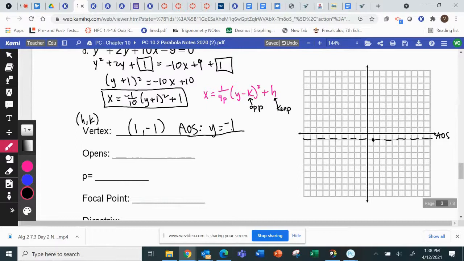The direction of the opening, because everything's switched, it's either left or right. So we look at this 1 over 4p and determine, is it going to be left or right? Negative, so it'll be to the left. Negative would be to the left.